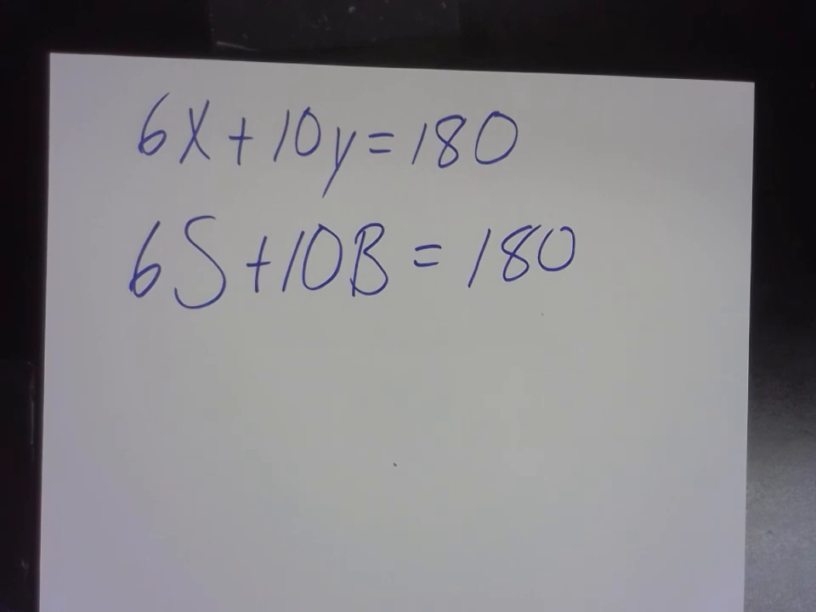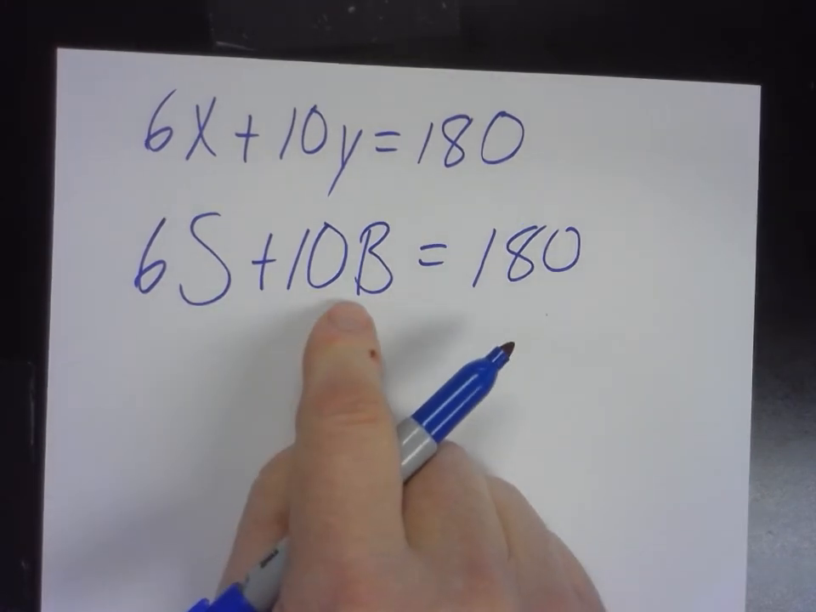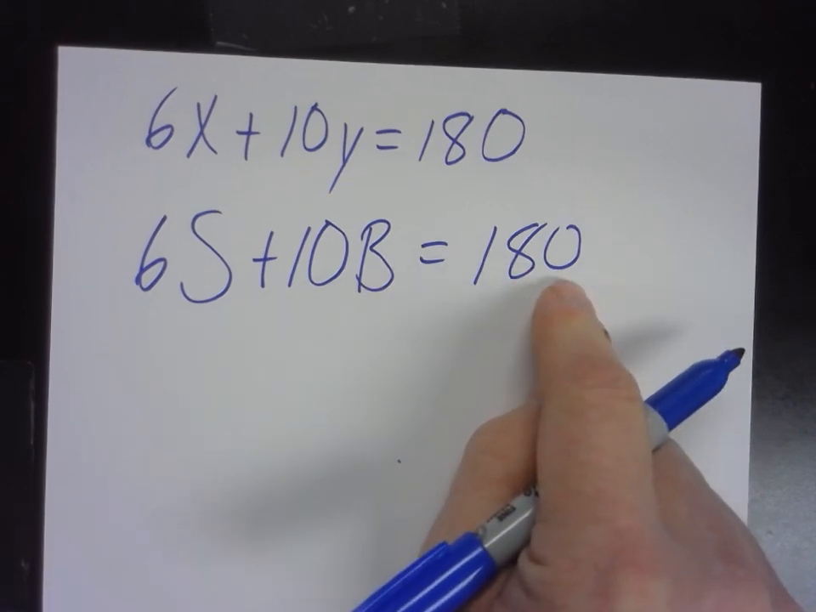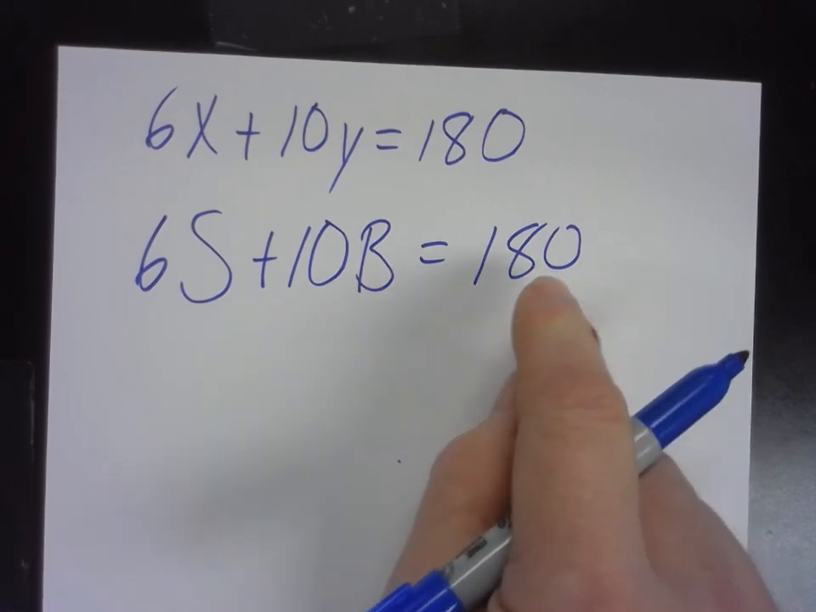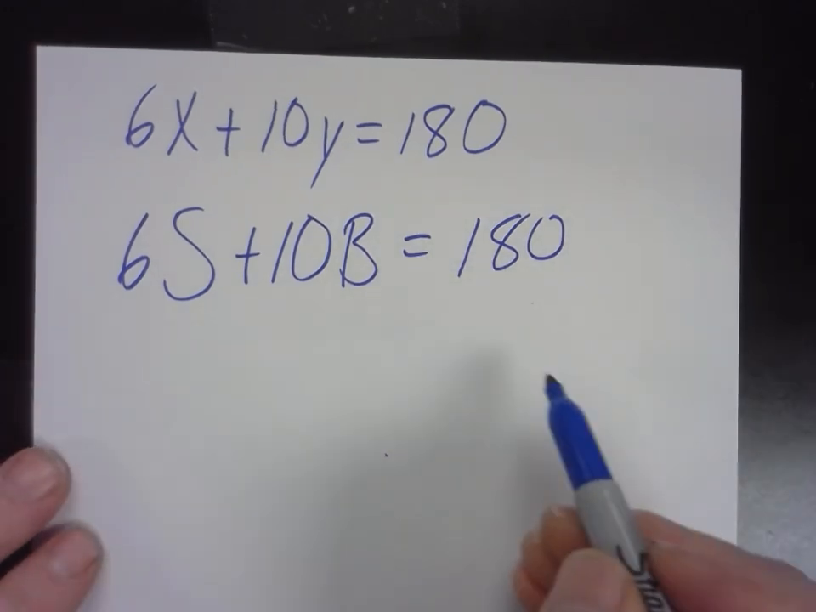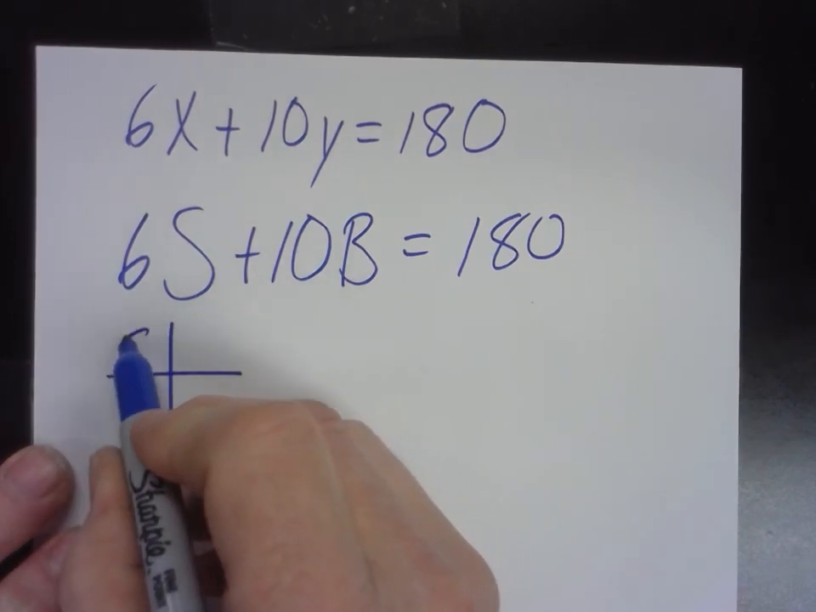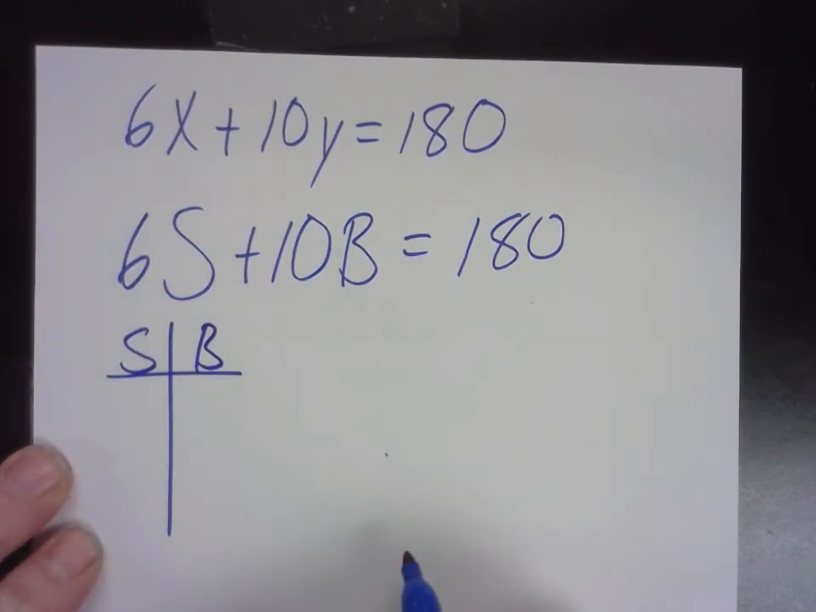X and Y, that's fine on the graph, but it just doesn't make sense in our problem, does it? So 6 times the number of small tables plus 10 times the number of big tables needs to equal how many people? 180. That's what we want to happen here. And so we look at the intercepts. So we go to graph this thing. We have small tables and big tables.